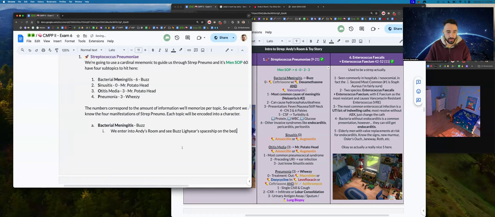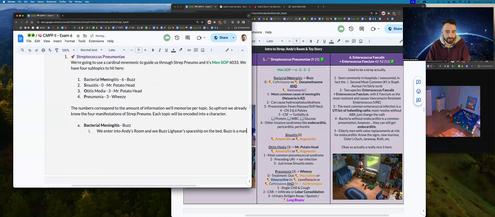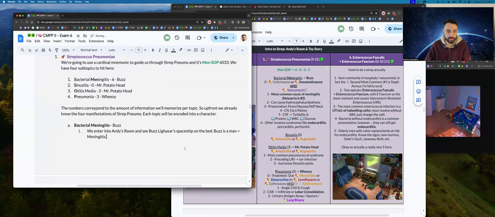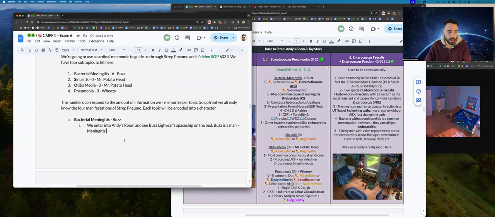This is the location. Why Buzz for meningitis? He's a man, I guess. Kind of just something we have to remember here. So he's a man. Buzz is a man equals meningitis. The very first thing I always set up is just what is the name of what we're talking about?